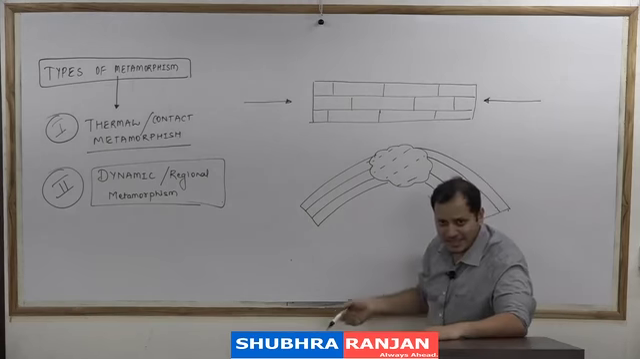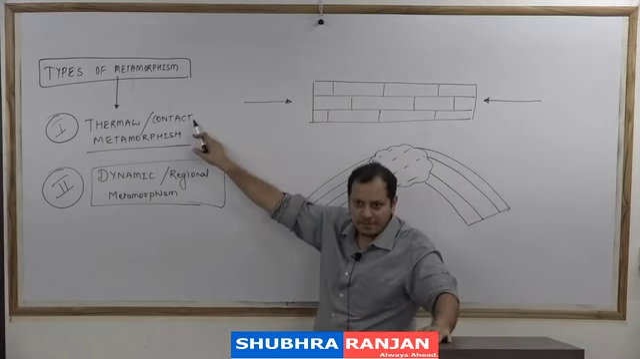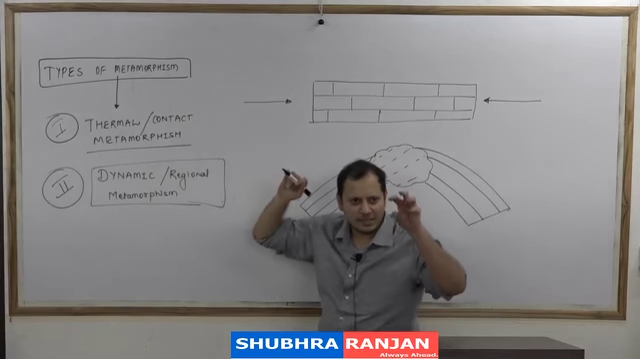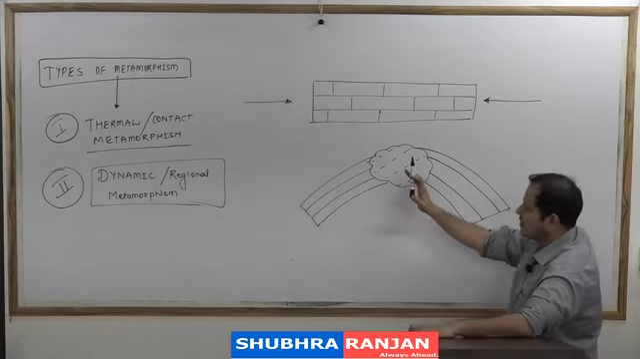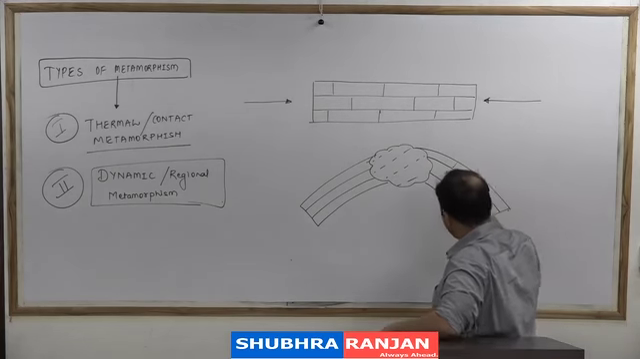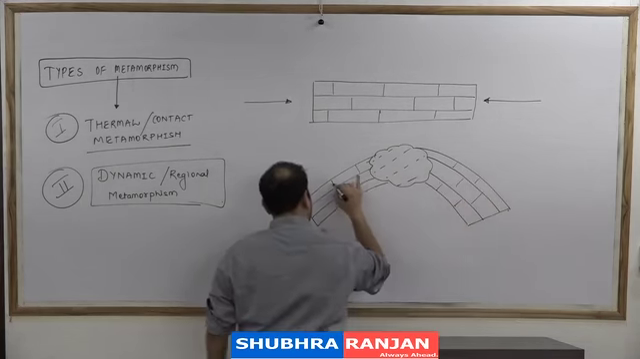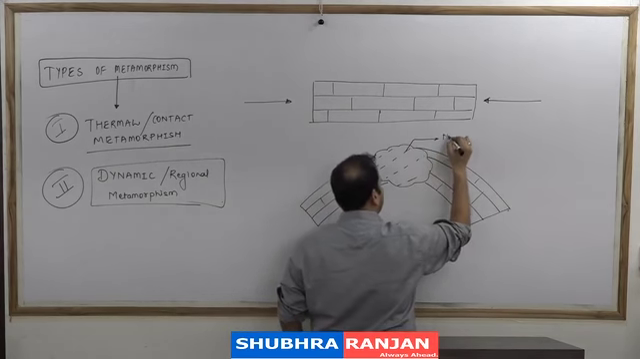Why is it known as regional? Because it is exactly opposite to contact. As soon as it comes into contact is occurring somewhere else, the effects are seen somewhere else. So this is an original sedimentary rock, while this is a metamorphic rock.